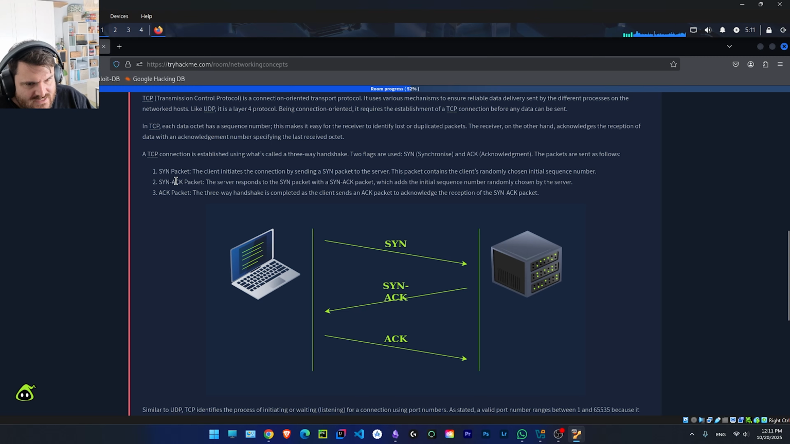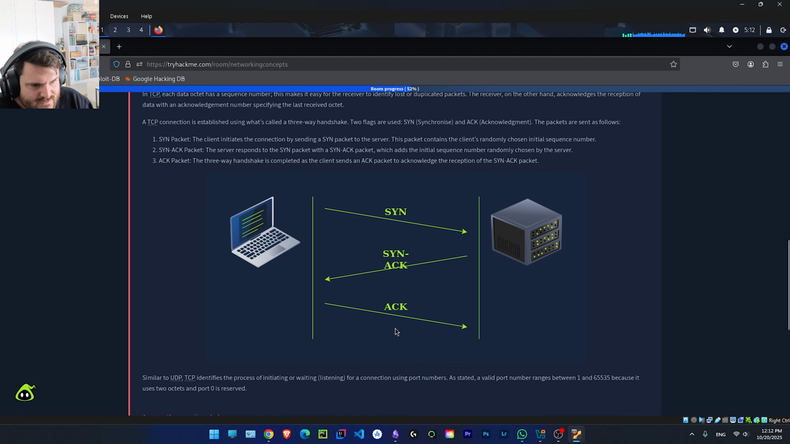Then we have the synchronization with the acknowledgement packet. The server responds to the synchronize packet with a SYN ACK packet, which adds the initial sequence number randomly chosen by the server. And then we have the acknowledgement packet. The three-way handshake is completed as the client sends an acknowledgement packet to acknowledge the reception of the SYN ACK packet.